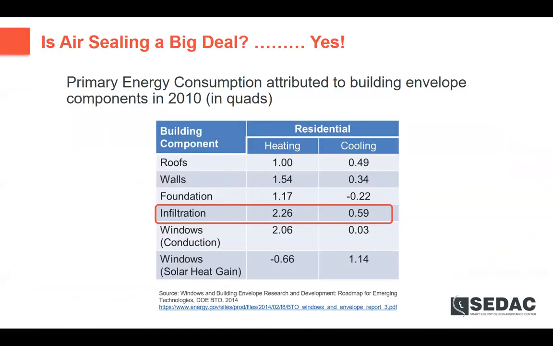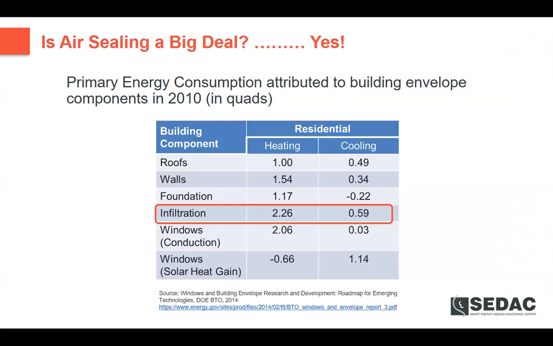Okay, is air sealing a big deal? Yes, it is. Here is the primary energy consumption attributed to building envelope components in 2010, across the country, in quads, which is a number with a lot of zeros on the end. You can see it's 2.26 on the heating side and 0.59 on the cooling.